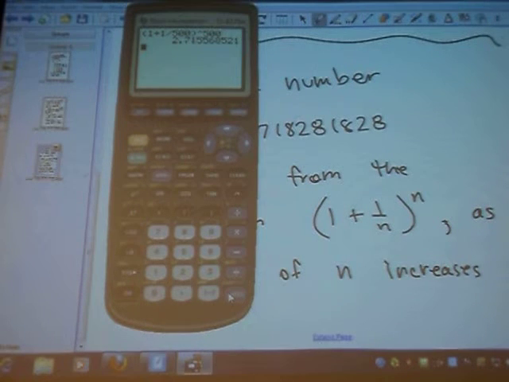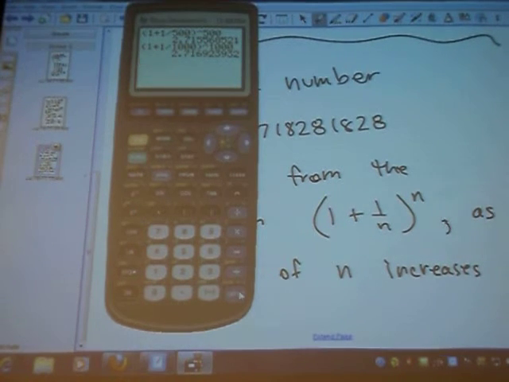Okay? Let's try 1,000. And you have to put the whole thing in parentheses. Type it just like I wrote here, 1 plus 1 over n in parentheses, and then raised to the nth power outside. Okay? So I'm pretty close to that number I wrote down there. You can see the actual number here.